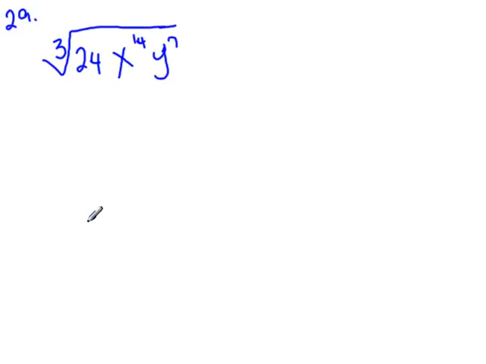Number 29 says simplify the radical. I'm looking for a cubic root, so I'm looking for three like factors. In order to be able to take the cubic root, I have to have whatever the index here is; that's how many of them I have to have.